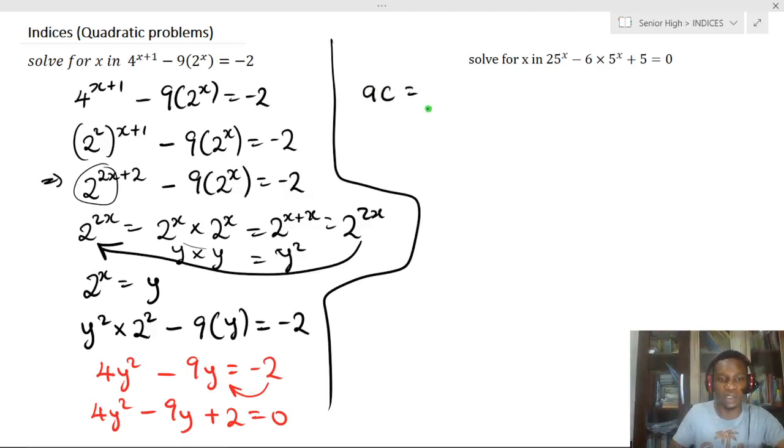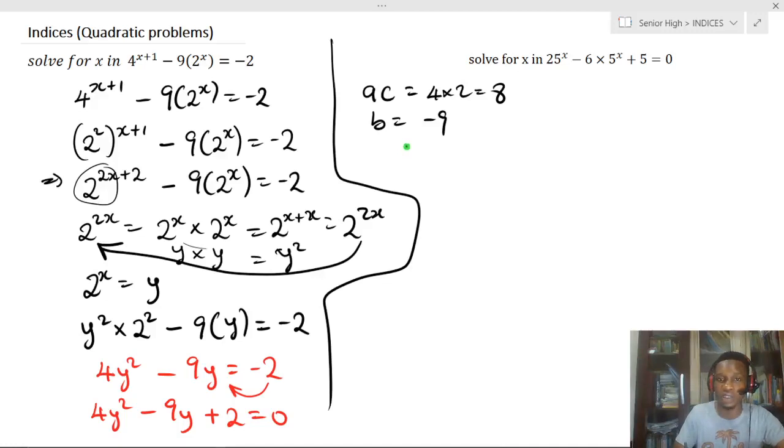Our AC here is what? If A is 4 and C is 2, AC will be 4 times 2, which is equal to 8, and our B is minus 9, right? So remember what we taught in the factorization formula. In factorization, what do we look for? The number that when we multiply it we get AC, which is 8, and when we add that number we'll get minus 9, which is our B. So what number do you think can go?